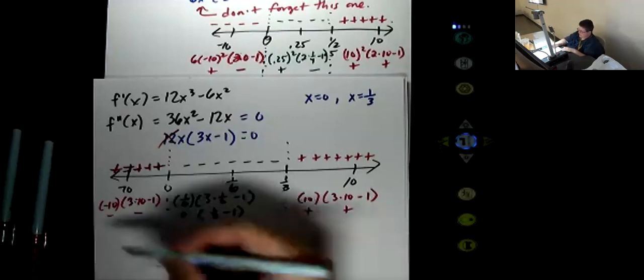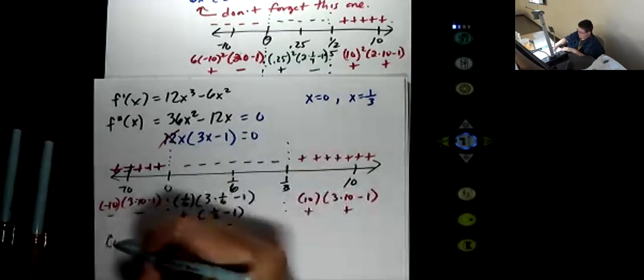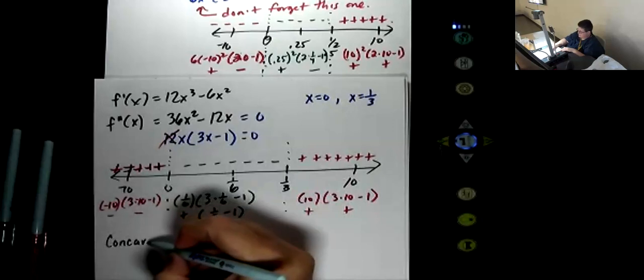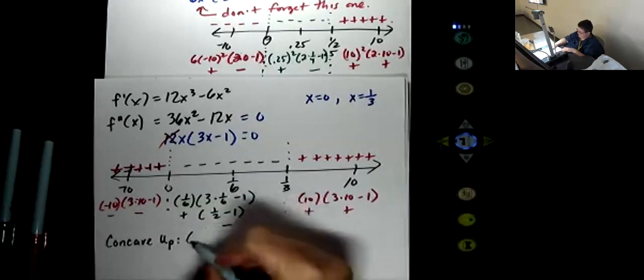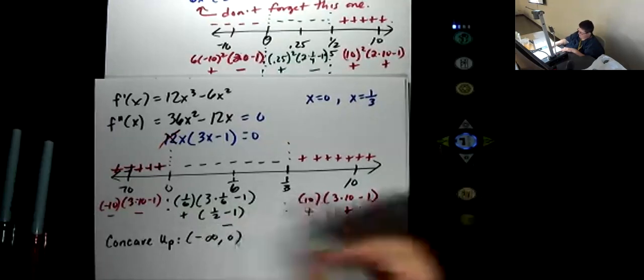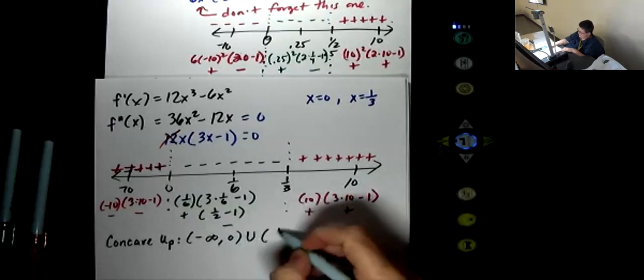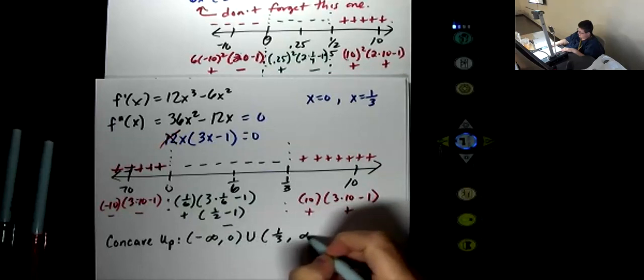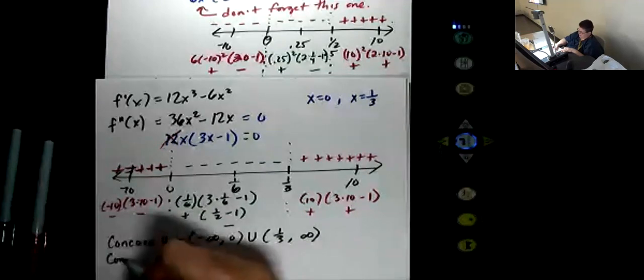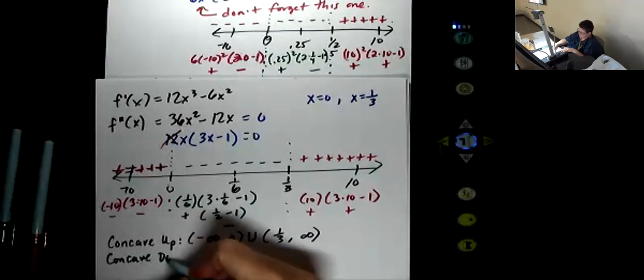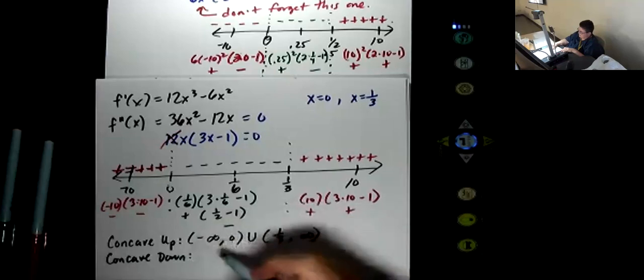So we have concave up wherever that was positive. Negative infinity to 0 in union with 1/3 to infinity. And we have concave down between there, 0 to 1/3.